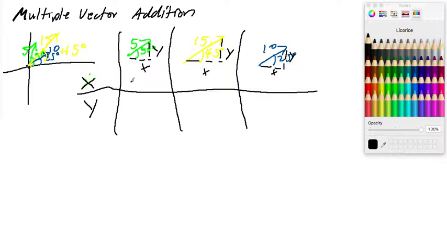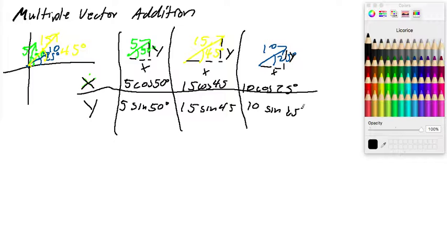From our previous videos, we know that x will be 5 cosine 50, 15 cosine 45, and 10 cosine 25. Now y would be 5 sine 50, 15 sine 45, 10 sine 25. Now to find the new vector from adding them all up, you're just going to add all the x's together and all the y's together.